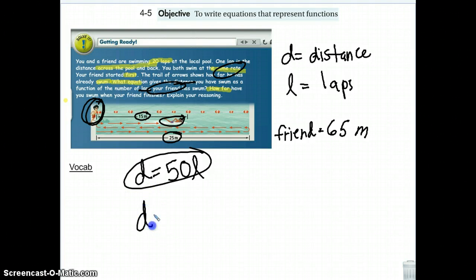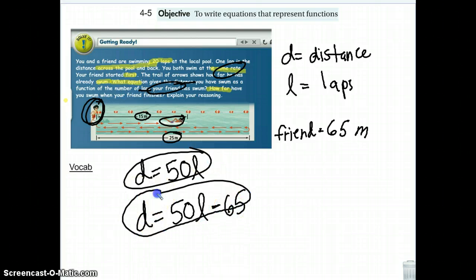So I'm going to use d equals 50 times L, but remember this is a function talking about my distance but using my friend's laps. So I would take this part, 50 times L, and subtract 65 from it. Now why would I subtract 65? Because I will always be 65 meters behind.